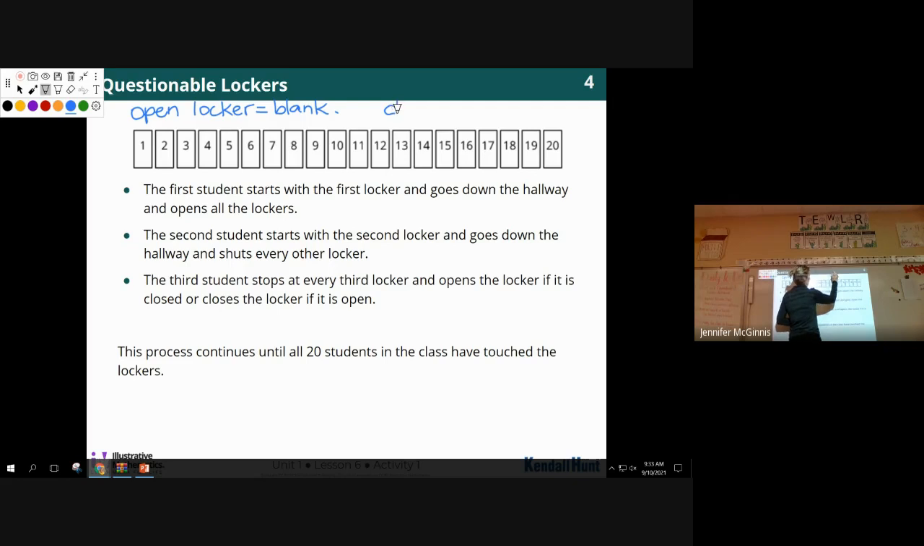So a closed locker is going to have an X on it. Open is blank, closed has an X. That's it. The third student stops at every third locker and opens the locker if it's closed or closes the locker if it's open. This process continues until all 20 students in the class have touched the locker.